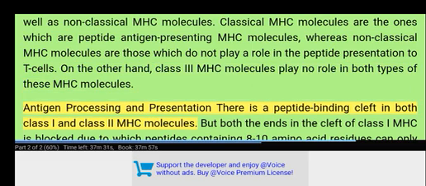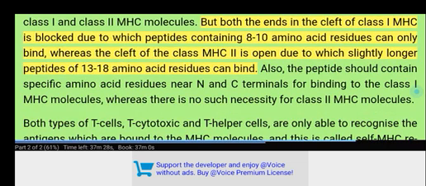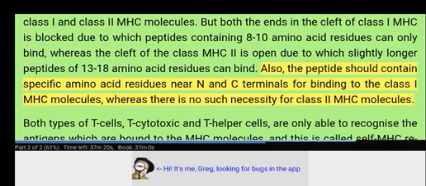Antigen processing and presentation. There is a peptide binding cleft in both class 1 and class 2 MHC molecules. But both the ends of the cleft of class 1 MHC are blocked, due to which only peptides containing 8 to 10 amino acid residues can bind, whereas the cleft of class MHC2 is open, due to which slightly longer peptides of 13 to 18 amino acid residues can bind. Also, the peptide should contain specific amino acid residues near N and C terminals for binding to the class 1 MHC molecules, whereas there is no such necessity for class 2 MHC molecules.